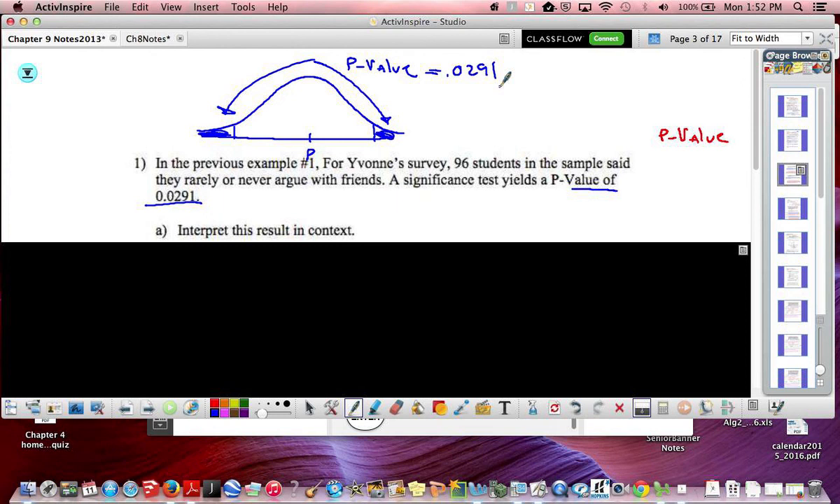If we were to assume the null hypothesis is true, that the percentage of students that rarely or seldom argue with their friends is actually 0.72, our result, or one more extreme, would only happen 2.91% of the time.